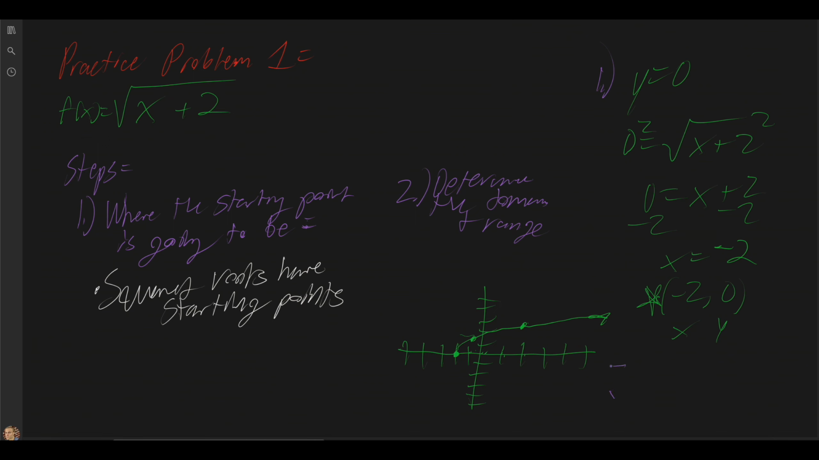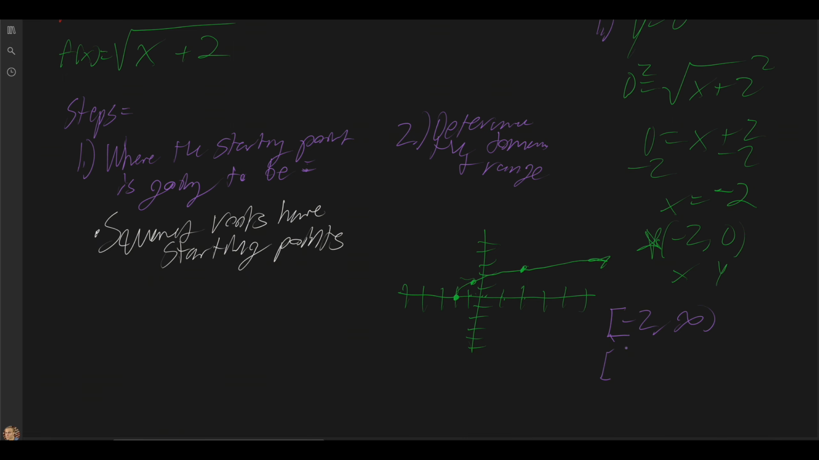So we can therefore say that our domain is going to be negative 2 all the way to positive infinity, and then our range is going to be 0 all the way to positive infinity as such.